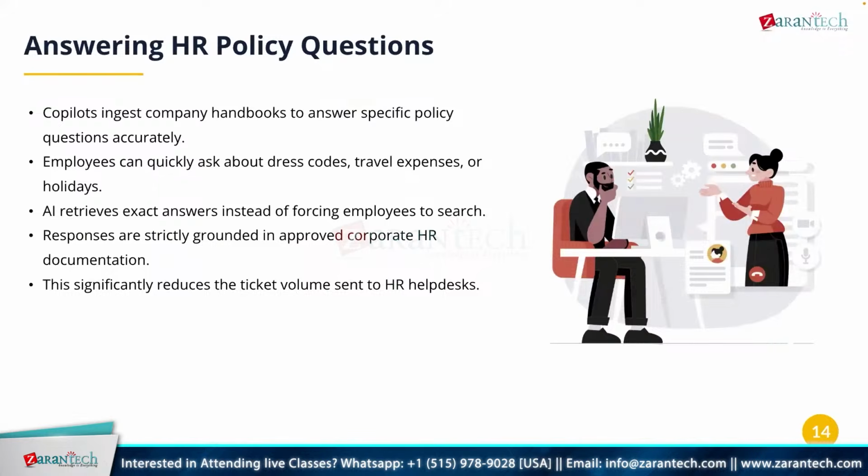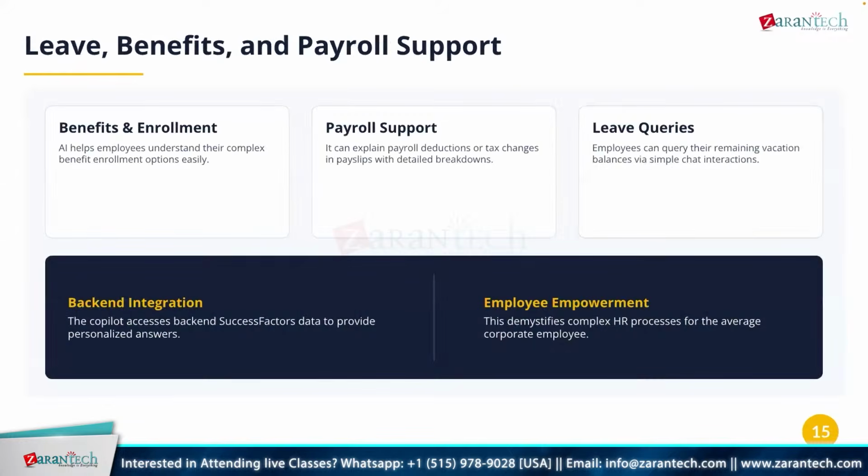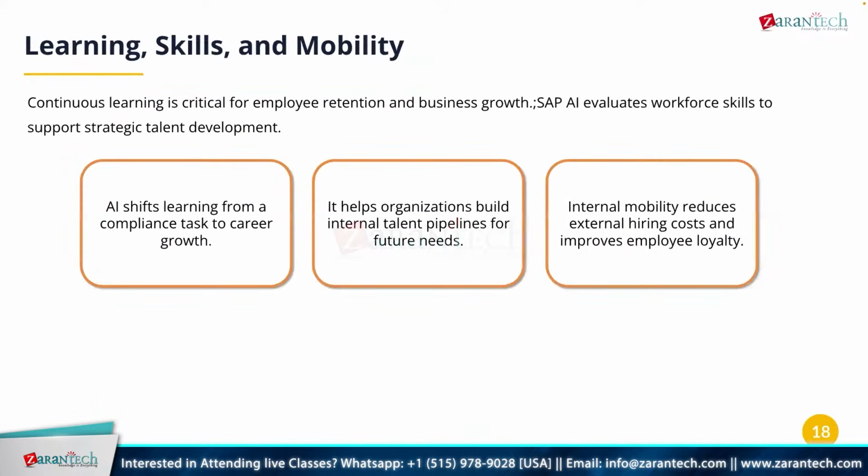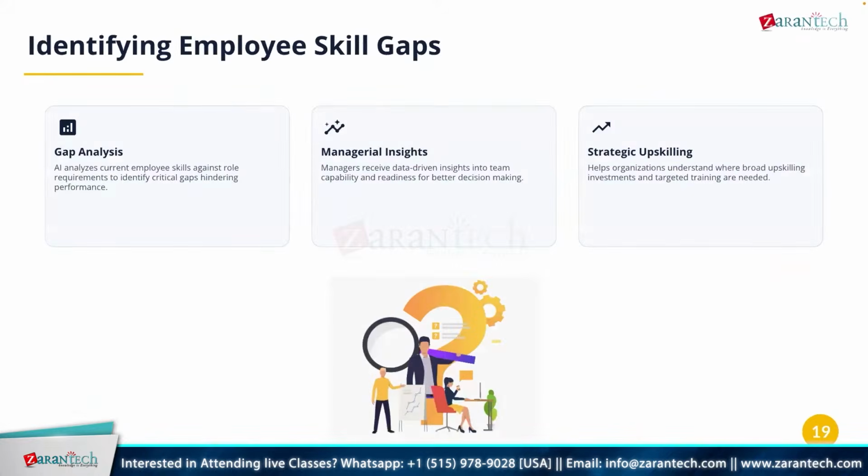So for HR policy questions also, instead of HR speaking, if the AI is there, it will give you clarity. If it is not clear, then they can go to HR. Especially for the AA level, you can see the leave, benefits, and payroll support will be there. Guide employee self-services, escalations to teams, learning and development.